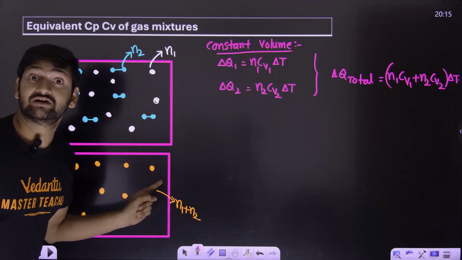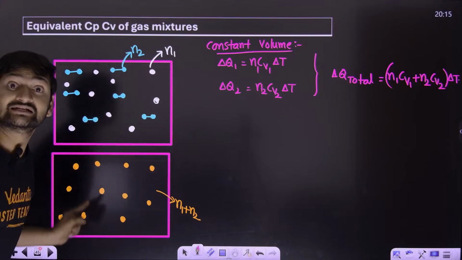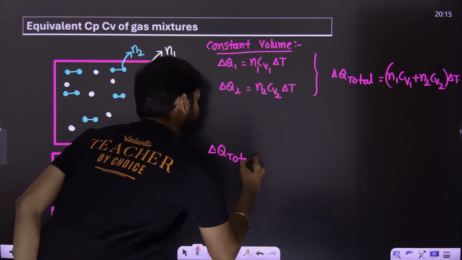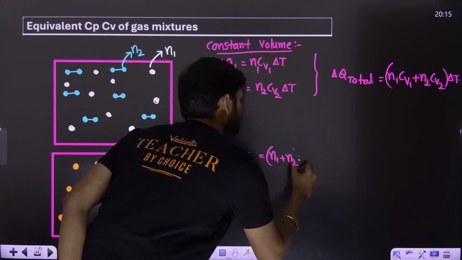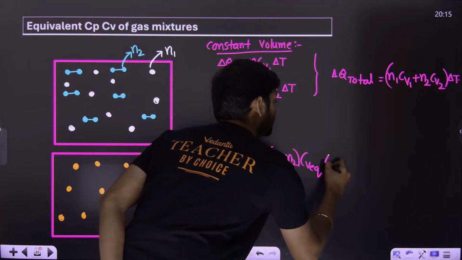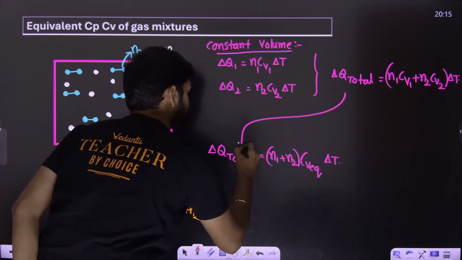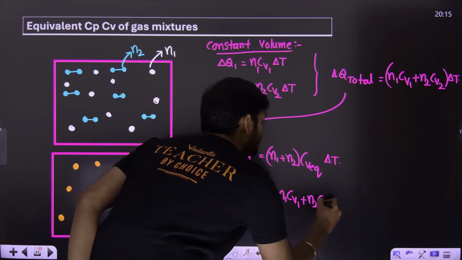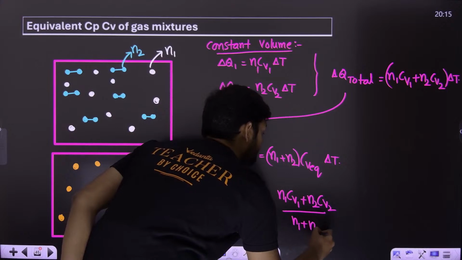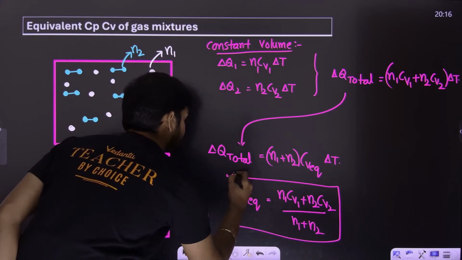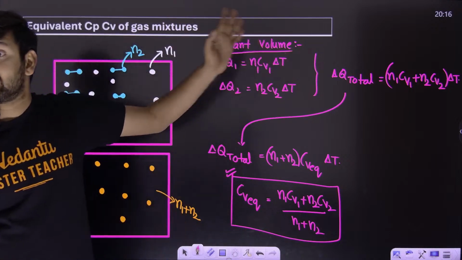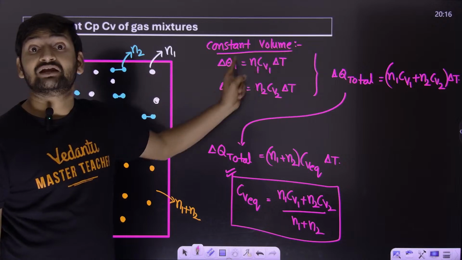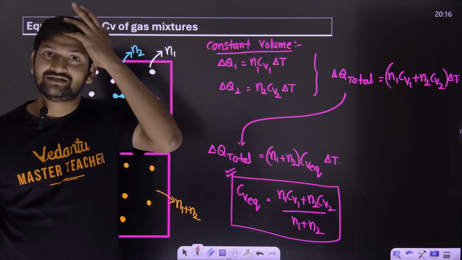If the same amount of heat is given to this one, and this gas is equivalent to that gas, then its temperature should also change by the same amount. So if I give the same delta Q to this, it should also change its temperature by delta T. Put it over here, then the CV equivalent will come out to be N1 CV1 plus N2 CV2 divided by N1 plus N2. This is how you get the CV equivalent by taking a constant volume process. But if they talk about the CP equivalent, you take an isobaric process, and you repeat the same process with P's.